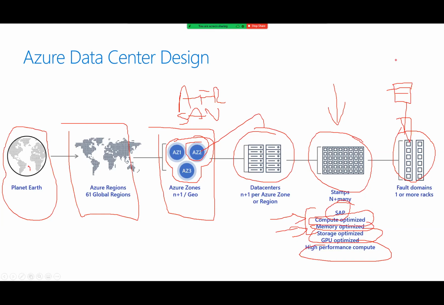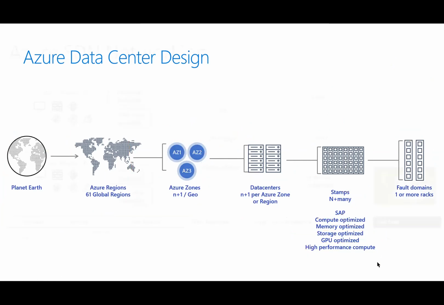But naturally, for an application that's always on, mission critical, you're going to be running load balancers across fault domains, and those load balancers need to be paid for, but the load balancer points to all the different racks and the different services. So that's just a very high level view of how our global data center design is, from planet Earth, region, geo, data center, stamps, and fault domains.